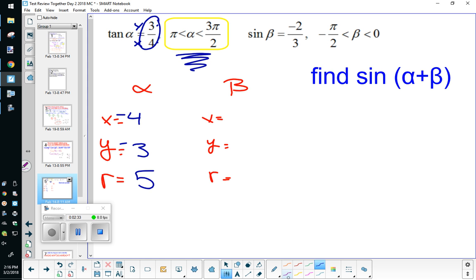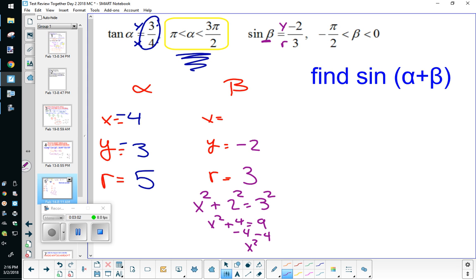Second one says sine of beta is -2/3. Sine means y over r. So my y is -2. My r is 3. I don't know my x. It's not one of my special right triangles. It'd be nice if it was. If I can't find it, what do I have to do? X squared plus 2 squared equals 3 squared. Remember, if it's a negative, just do it positive because you're going to square it anyways. X squared plus 4 is 9. Minus 4, minus 4. X squared is 5. So x is going to be the square root of 5. Technically, it is a plus or minus square root of 5.